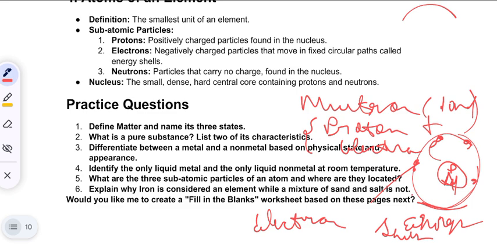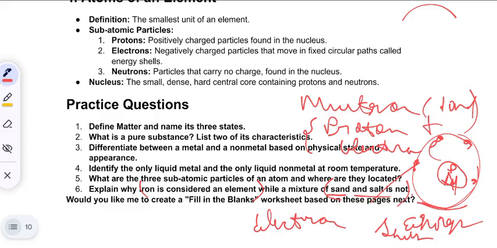Now, sixth: explain why iron is considered an element while a mixture of sand and salt is not. This question is from another topic, but since it has come, let me explain. Iron is considered an element because it is made up of only one kind of atom, whereas sand and salt is not, because it is made up of different compositions of sand and salt.